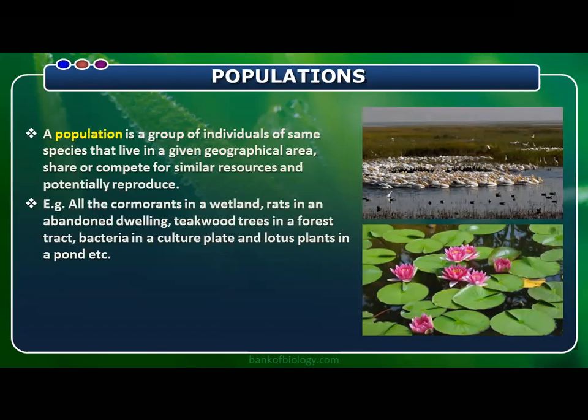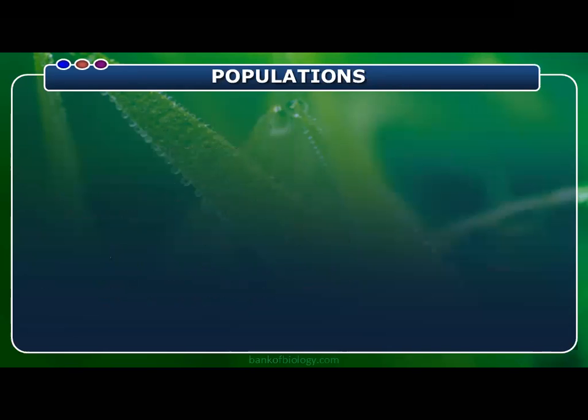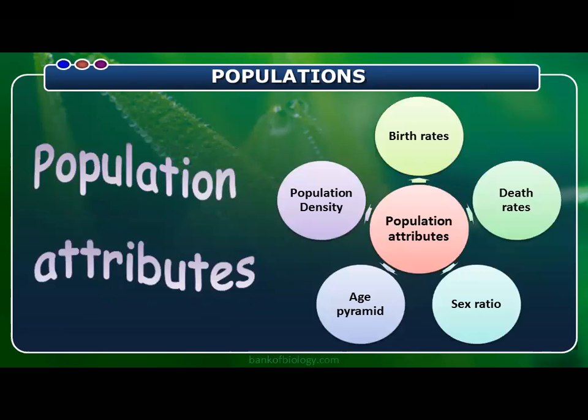Examples: all the cormorants in a wetland, rats in an abandoned dwelling, teakwood trees in a forest tract, bacteria in a culture plate, lotus plants in a pond, humans in a city. Population ecology is an important area of ecology as it links ecology to population genetics and evolution. Be careful here. We have more questions from this particular area in the NEET examination. But it is very simple when you understand.